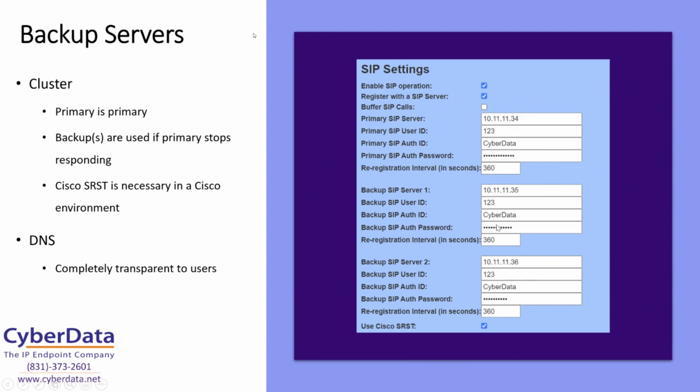So for DNS-based redundancy, let's pretend that instead of this IP address here, we had, say, sip.com. Let's start super duper simple. When you look up sip.com, it says, hey, sip.com is 10.11.11.34, but it's also got 10.11.11.35 and 10.11.11.36. But use 34 first. And that all happens transparently to the user.